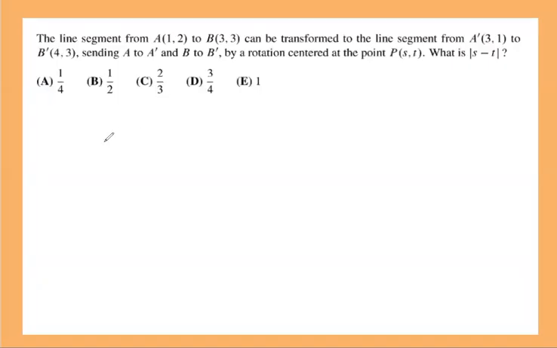Hello everyone, so this is number 19 on the 2023 AMC 10A, okay? It's a transformation problem, so I guess straightforward. We have A and B as 2 points. We are transforming those to get A prime and B prime. And we are told the rotation is centered at a point that's not the origin, okay?